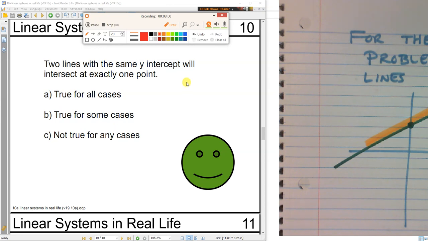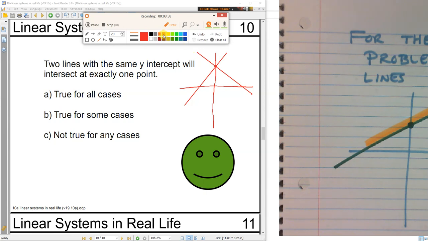Two lines with the same y-intercept will intersect at exactly 1 point. Okay, told you what to do. You need to draw pictures for this. Boom, graphic. Two lines with the same y-intercept: there's a line, there's a line. They have the same y-intercept, don't they? Ooh, will they intersect at exactly 1 point? Well, initially it feels like, yeah, 1 point.